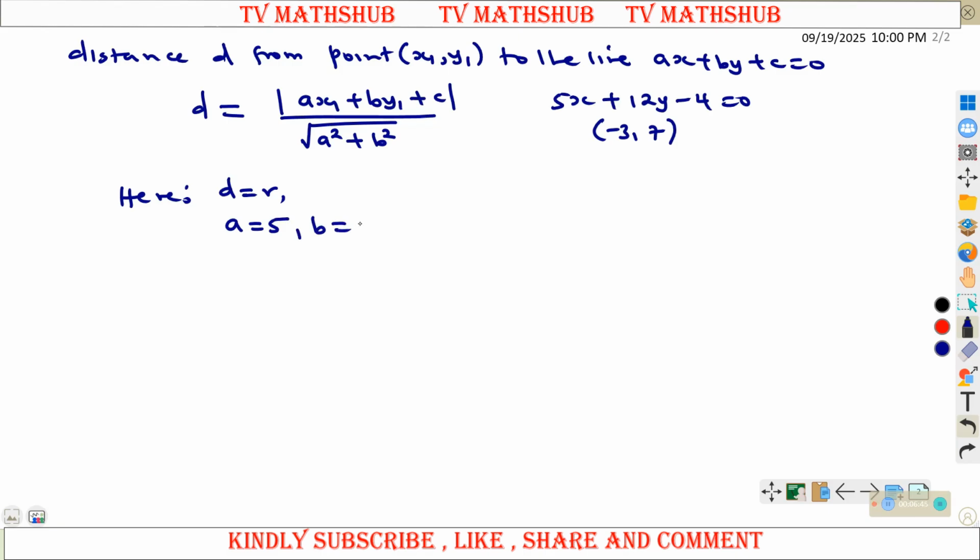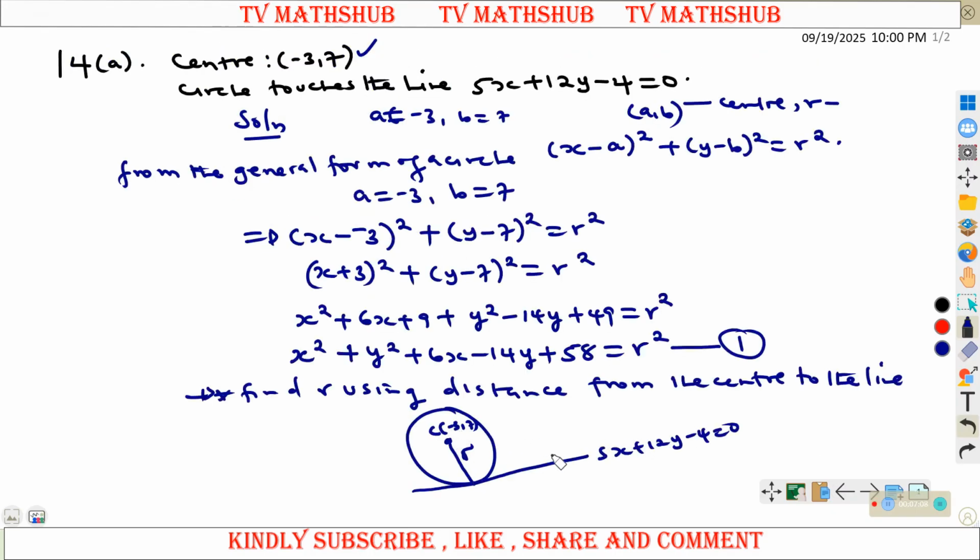Then B will be same as 12. Then we are trying to relate with this. Then C will be same as negative 4. Then what will be like your x1? Your x1 will be negative 3 and your y1 will be 7. So that is how we obtain the distance from a given point to the line. So this is how we shall obtain the distance r.